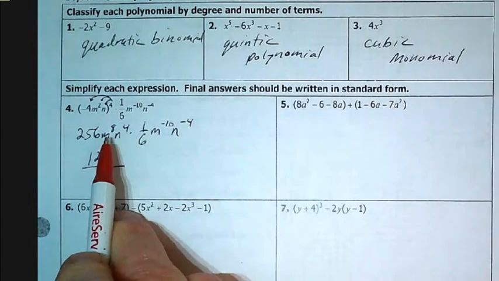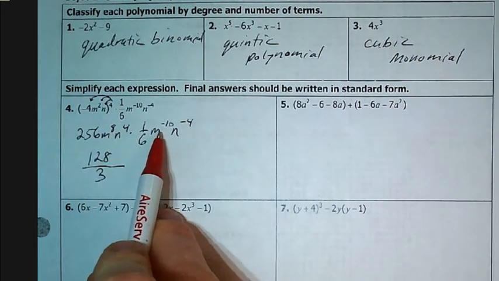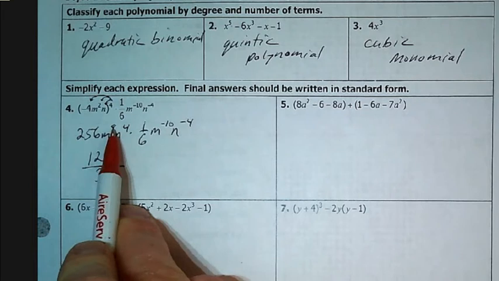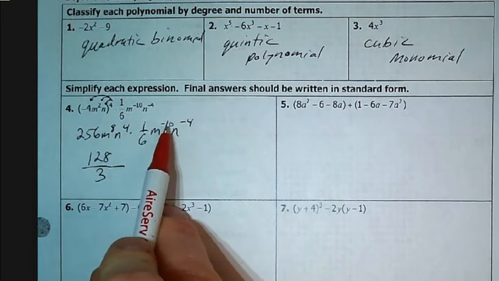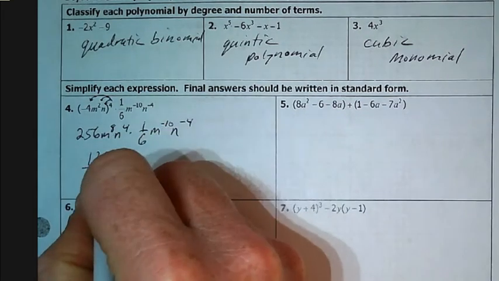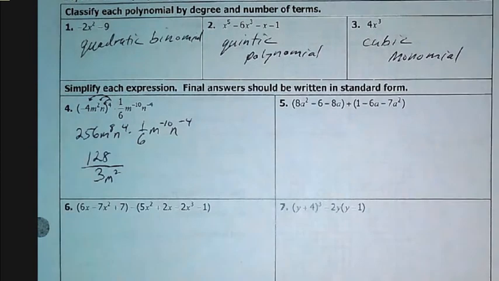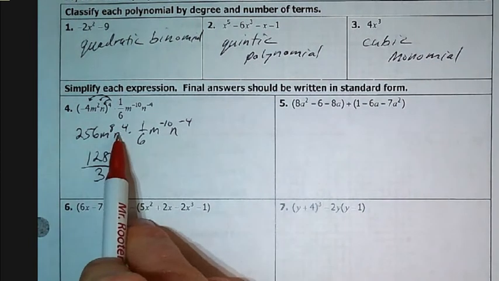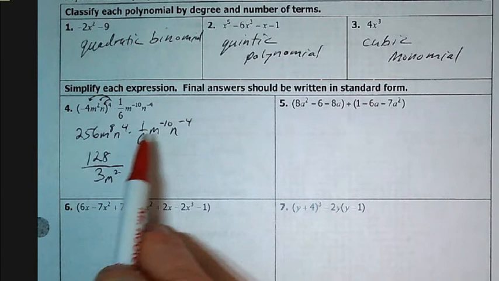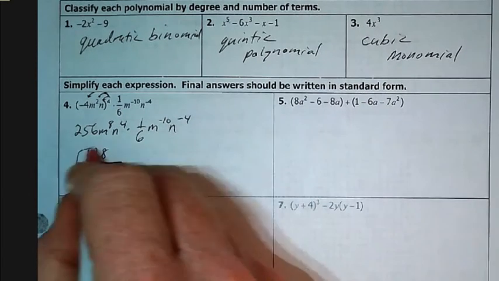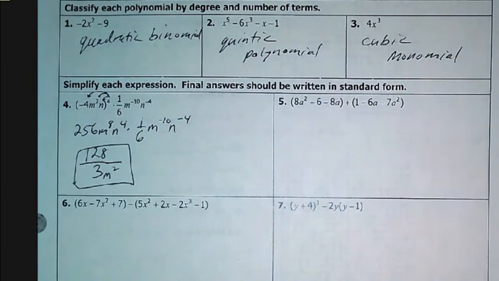M to the 8th times m to the negative 10th would be 8 plus negative 10, which is negative 2, so you're going to have m squared in the denominator. And then your n to the 4th times n to the negative 4th cancels out, so this is your final answer: 128 over 3m squared.